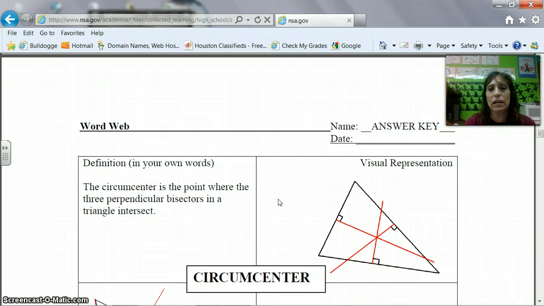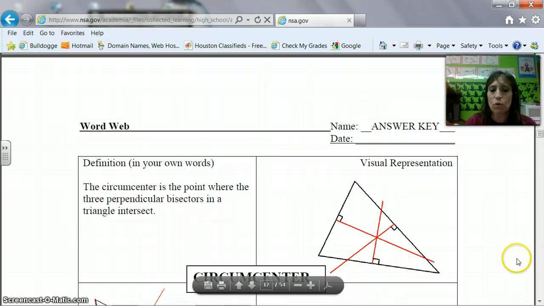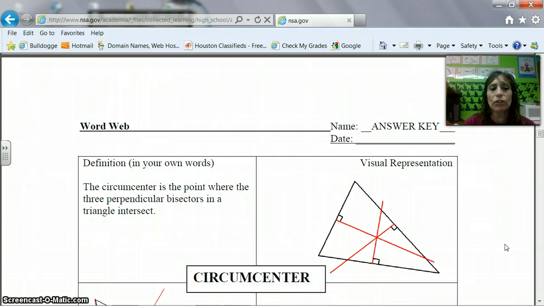We're starting with the word web for today, and the first word is circumcenter. Now, where it has the definition, you can put it in your own words, but the circumcenter is the point where three perpendicular bisectors in a triangle intersect. So let's talk about what that means.